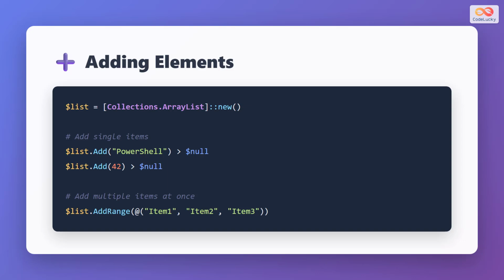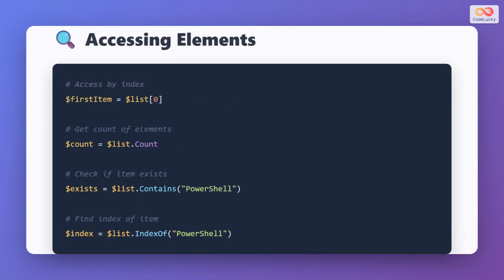Adding elements to an ArrayList is straightforward using the Add method. When you call the Add method, it returns the index of the newly added item, so it's common practice to redirect this output to null using the greater than symbol followed by $null. You can add any type of data, like strings, numbers, or even objects. For adding multiple items at once, use the AddRange method, which accepts an array of items. This is more efficient than calling Add multiple times in a loop. Remember that ArrayList can store mixed types, so you can add a string, then a number, then another object type, all in the same collection.